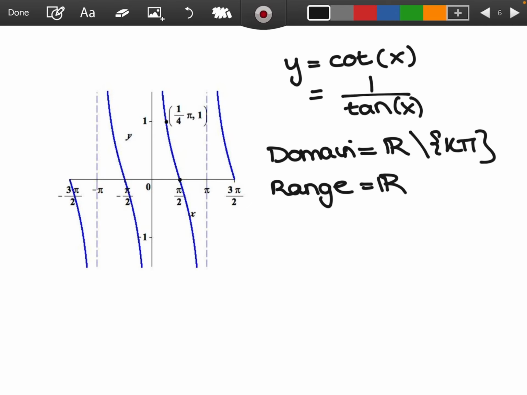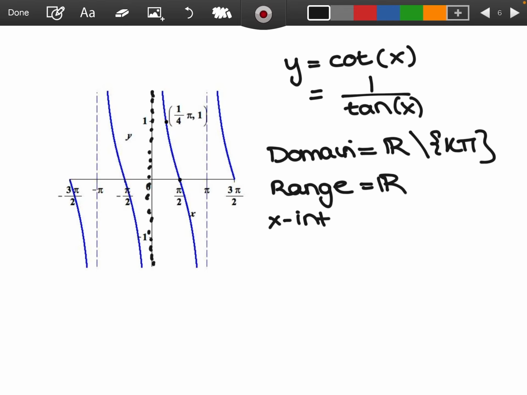Then I've got the range. My range here is just all real numbers, exactly the same as tan. It goes off to infinity and negative infinity and gets super close to those asymptotes. It just doesn't reach it. I will also point out on this graph, because it isn't that obvious, this axis is also an asymptote, so keep that in mind.